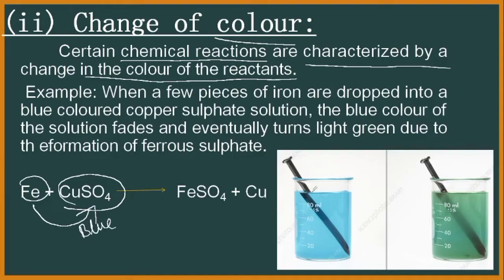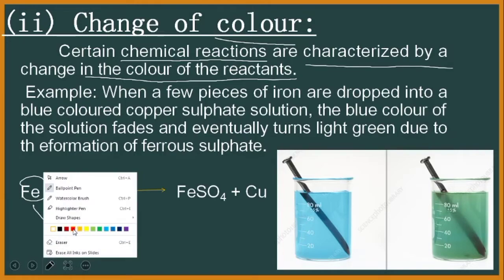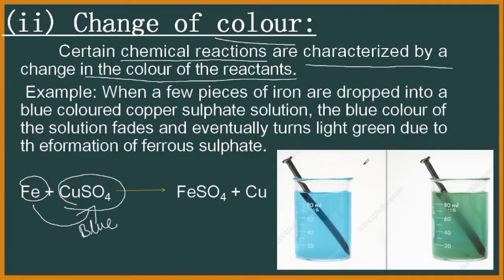So when we dip this iron nail in the copper sulfate, after a few minutes, say 15 minutes, we can observe a change in the color of the copper sulfate. That is, from the blue color, it turns to light green. Okay, so can you observe the change? It changes from blue to green color. That means here we can observe change of color.